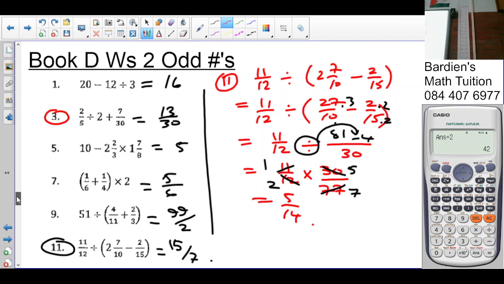Book D, worksheet 2, number 11 is 15 over 7. I have that here, which is incorrect. I'm going to change it here. It should be 5 over 14. Is everything else in order there? Okay, nice.